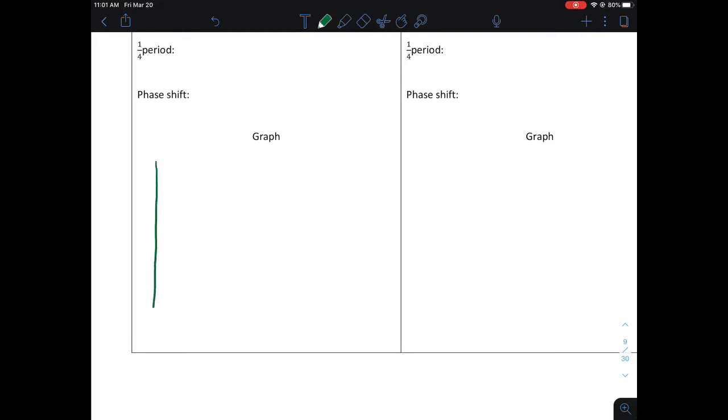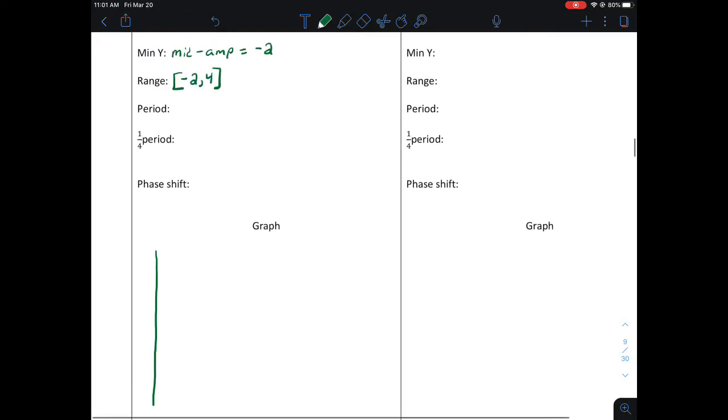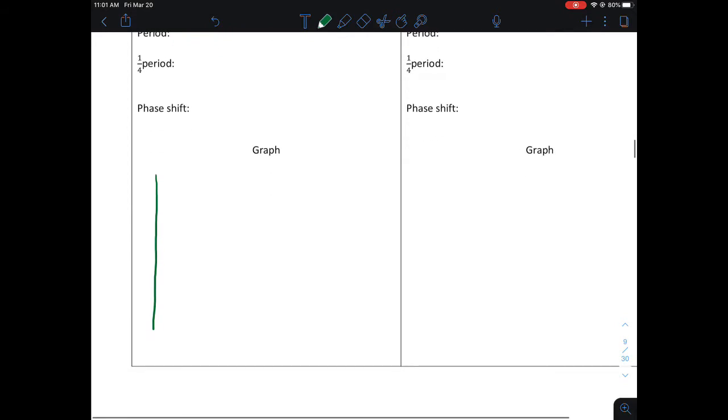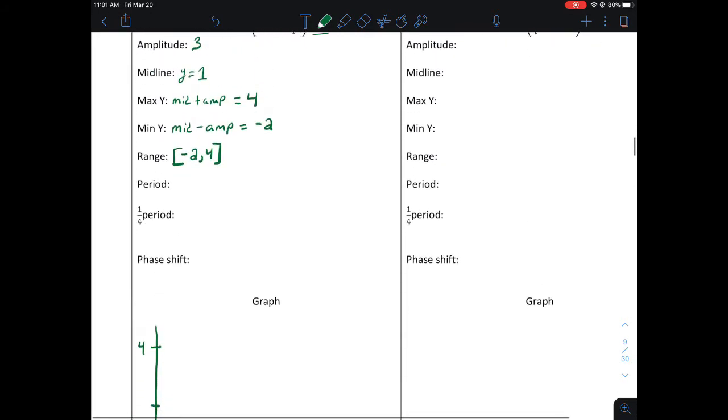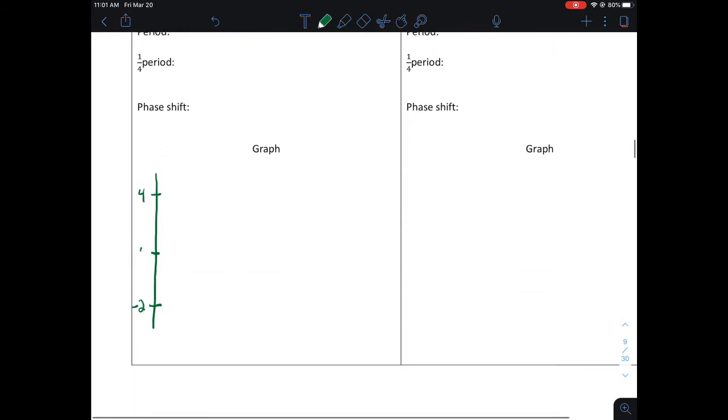I'm going to make a vertical scale here. All right, so in my vertical scale, we have our range that goes from negative 2 to 4. So I'm going to go from negative 2 to 4. So that way I have my minimum, my maximum, and in between there I want my midline. So my midline was 1. All right, and now we're going to work at making our horizontal scale.